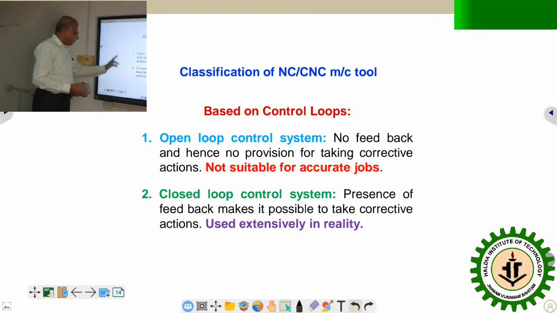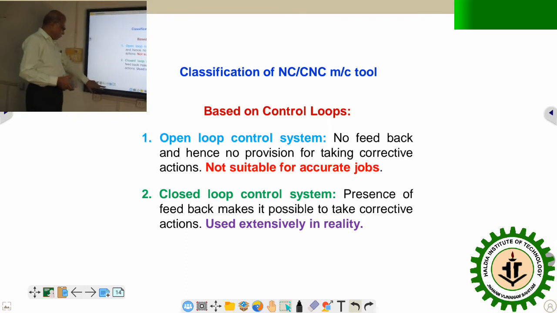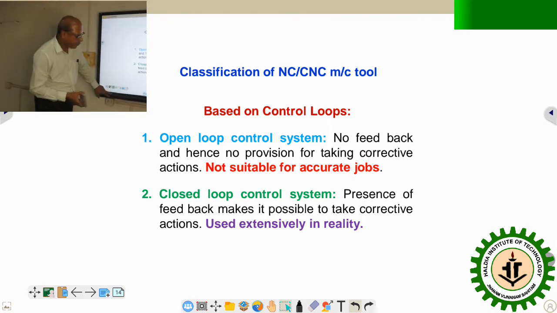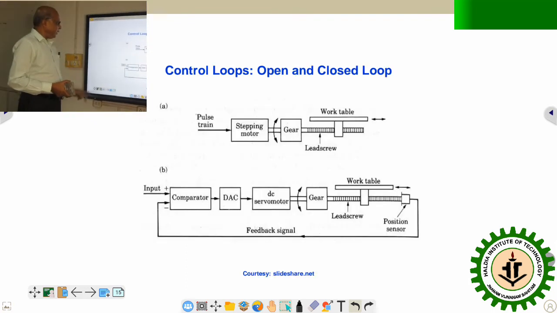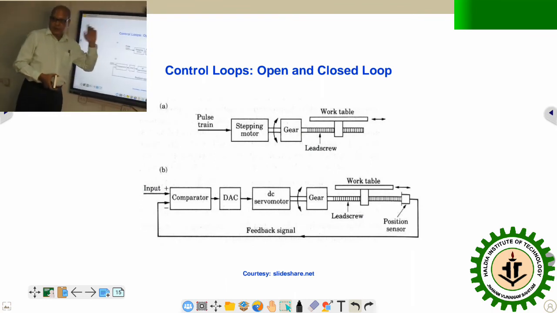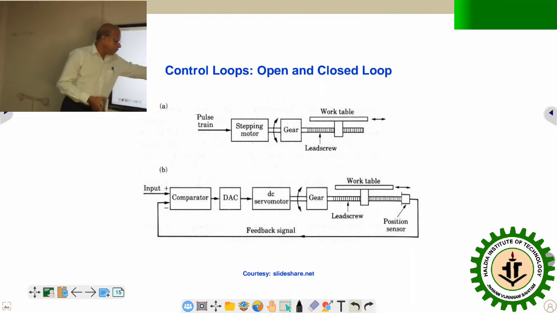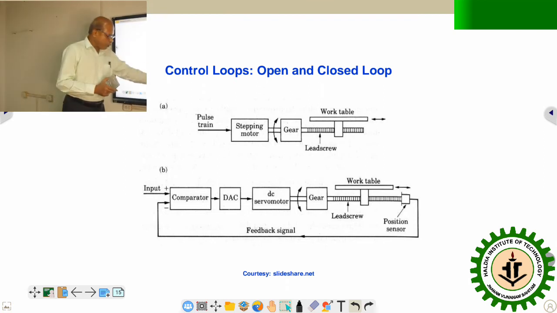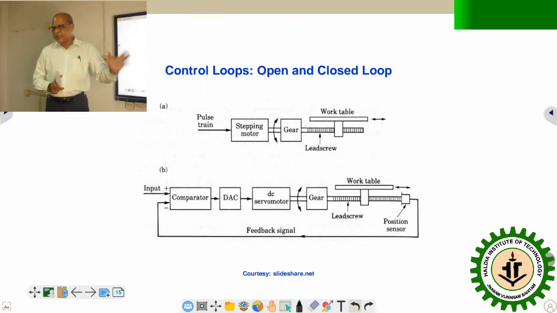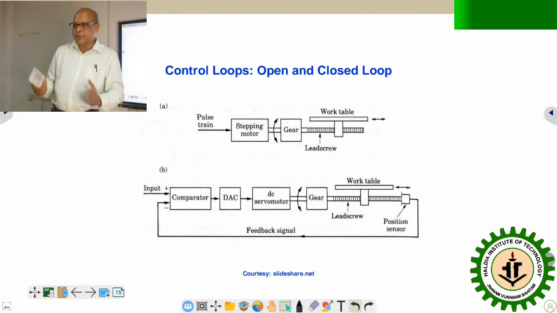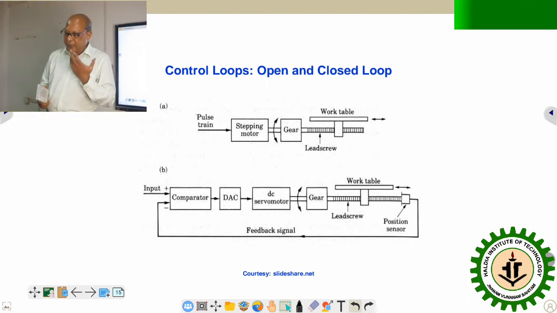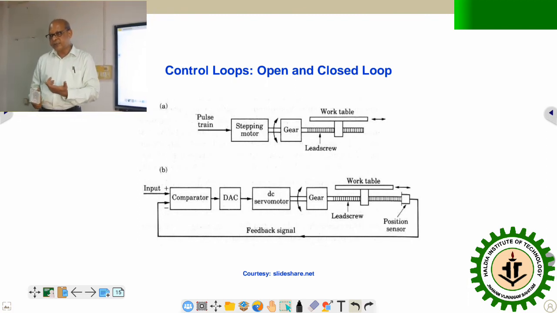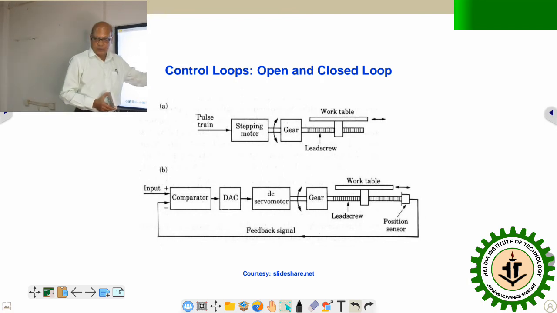Finally, open loop. I will better explain with respect to the two drawings. That is the most important. This is the block diagram of the open loop control system, and this is the block diagram of the closed loop control system. But this closed loop control system is extensively used in all the industrial versions of the machines. You cannot achieve very fine accuracy in case of open loop control.